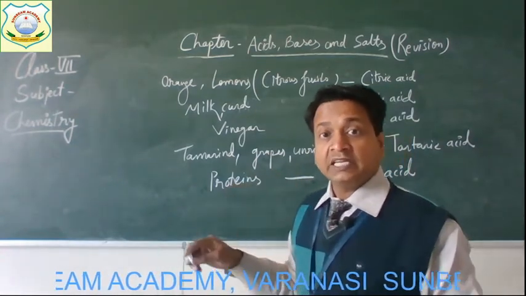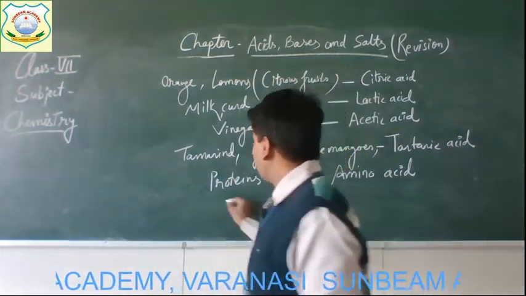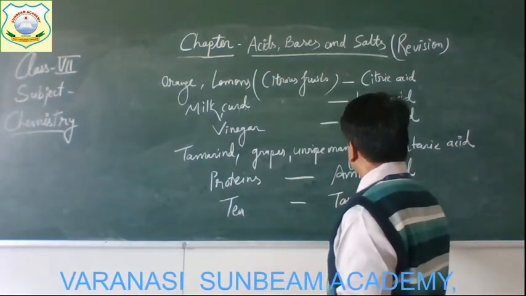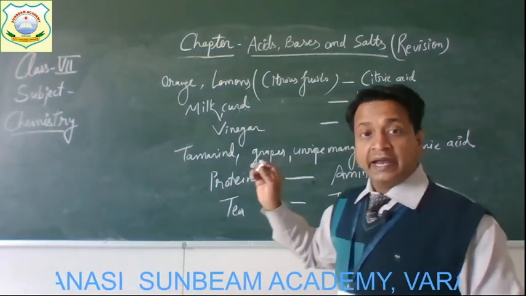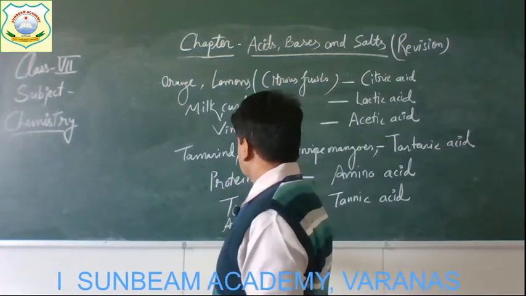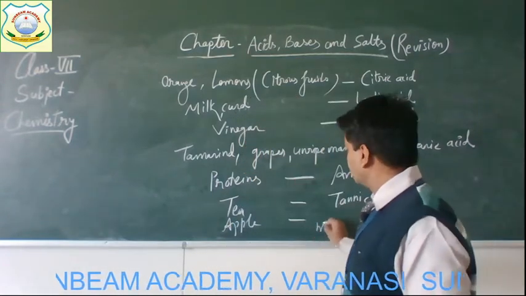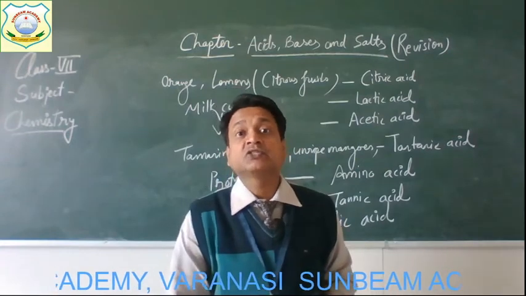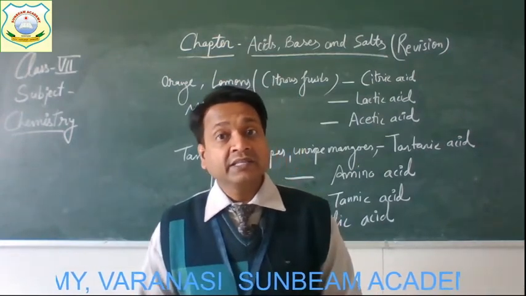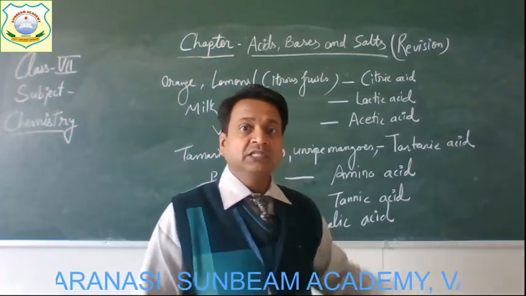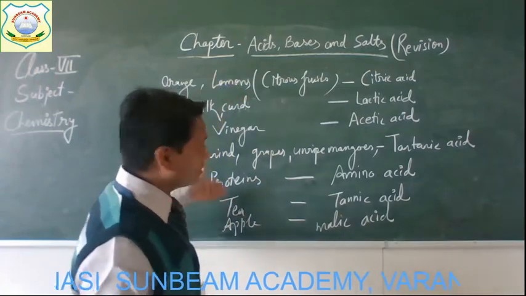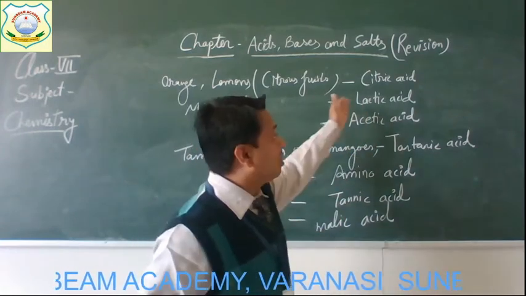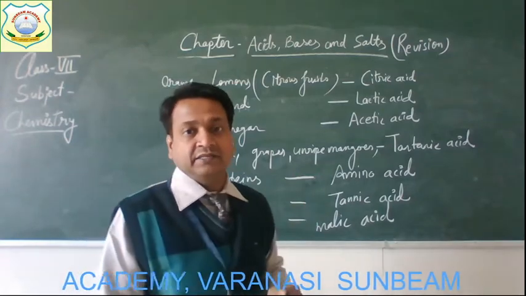The tea which we generally drink also has an acid, and the name of that acid is tannic acid. The next is apple, which contains malic acid. And the carbonated drinks, the soft drinks that we generally drink, contain carbonic acid. So these are some naturally occurring acids present in certain food items and fruits, and they have different types of acids.